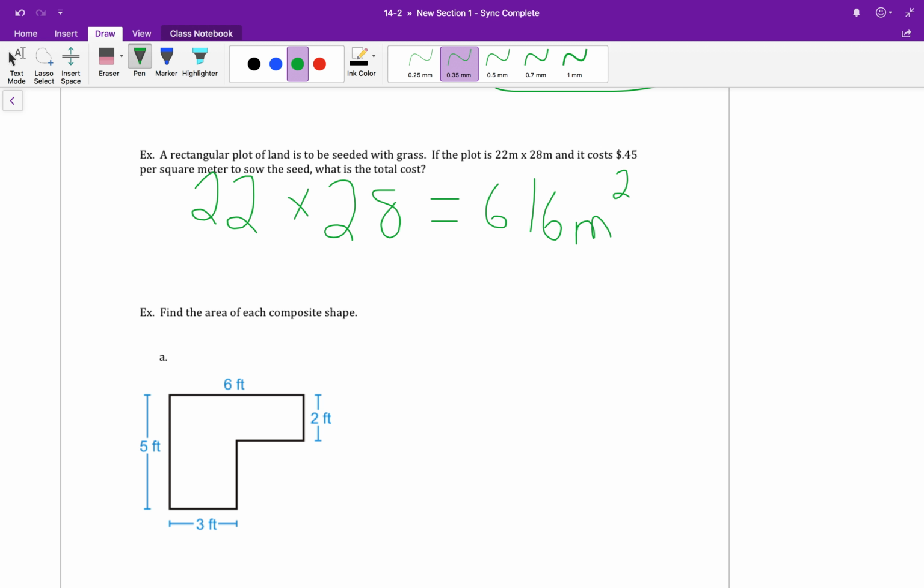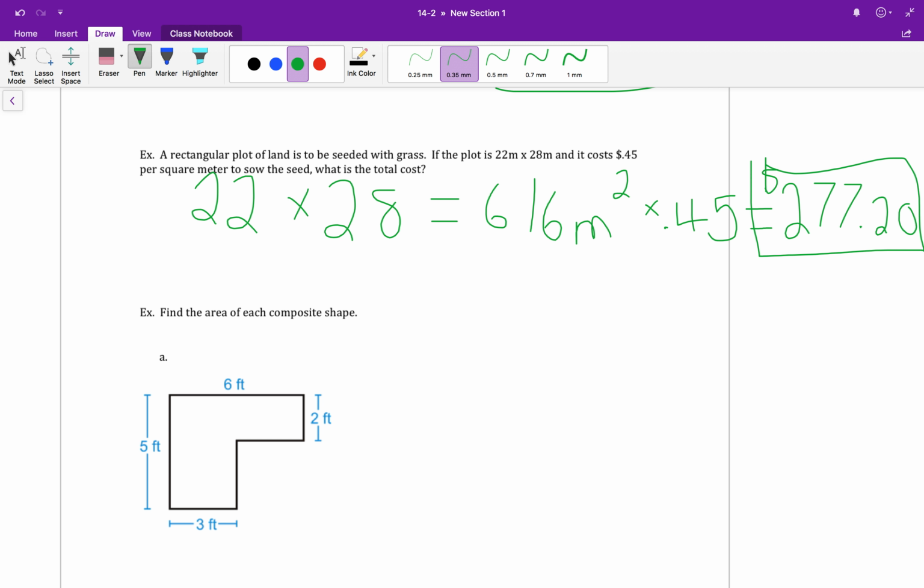And for every one of those meters, it costs me 45 cents. So I'm going to multiply that by my 45 cents to give me my total cost of $277.20. So not too bad of a problem. So this is my final answer, the actual money down here. Two steps, don't stop as soon as you get the area. We have to apply that to the next.